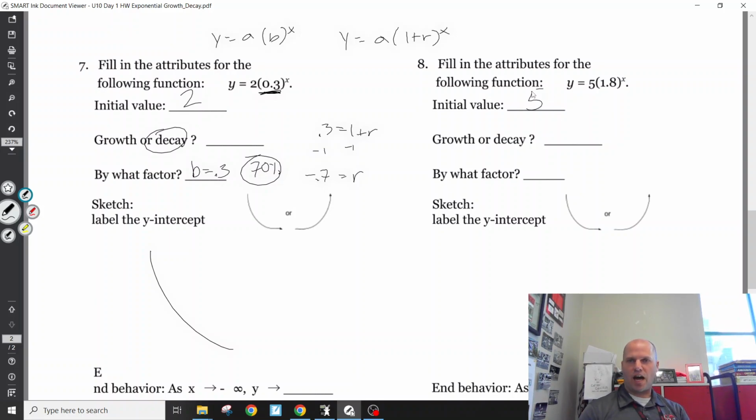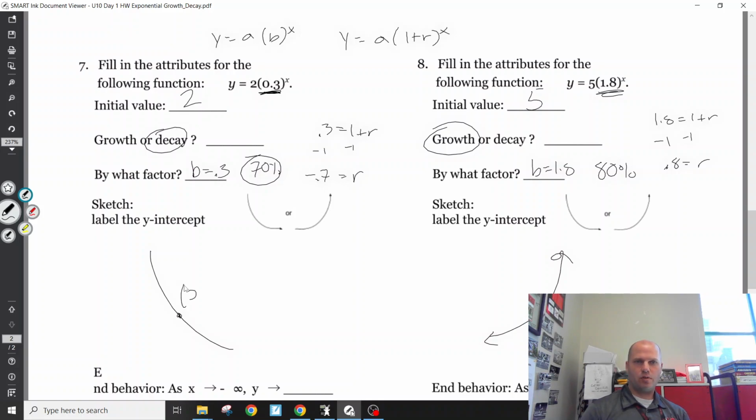Here, I'm starting with 5. When time is 0, I have $5. 1.8 to the 0 is 1, so I just have 5. Which means I'm growing because this is bigger than 1. What is my factor? I can say B is 1.8, or I can find R and find that I'm growing by 80% a year. Since I'm growing, I'm supposed to label the y-intercept. The y-intercept is our initial amount at time 0. Y-intercept, our initial amount is 5 at time 0.